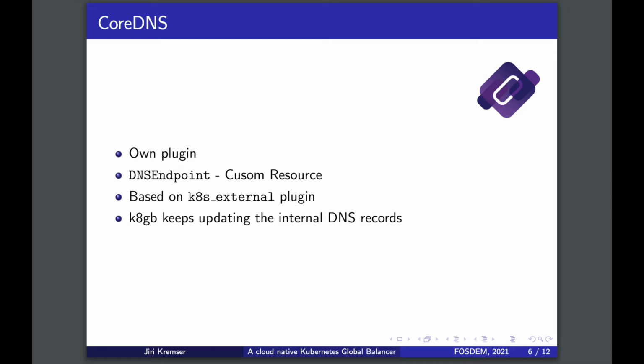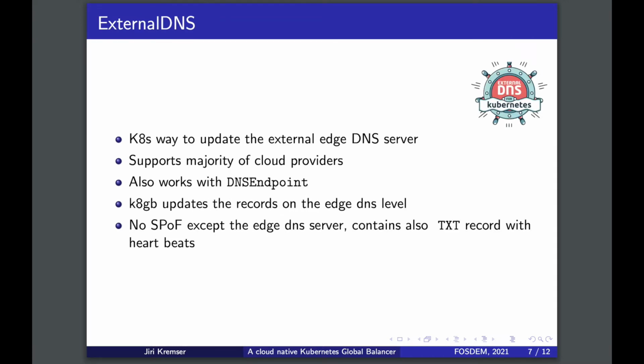And because of the hierarchical nature of DNS, we can use the HDNS server to work as a recursive server and this internal CoreDNS server, which needs to be deployed in each cluster, as an authoritative server for their own domains. Another component in the picture is ExternalDNS, and we use it for updating the external HDNS servers.